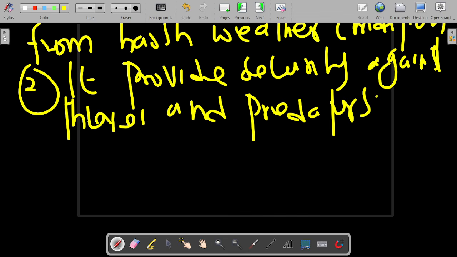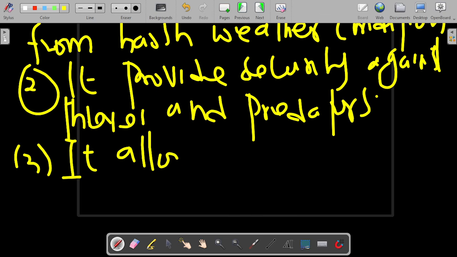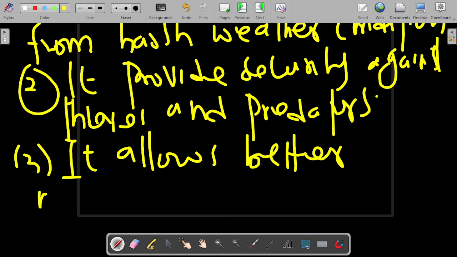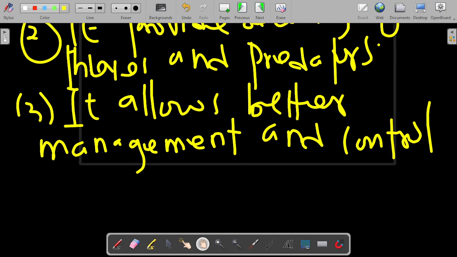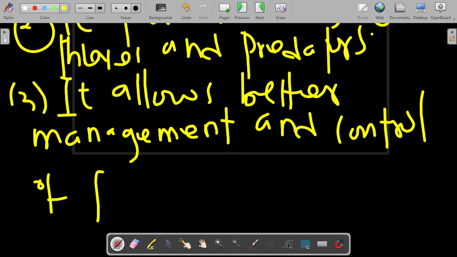3, it allows better management and control of feeding. That is 8B.